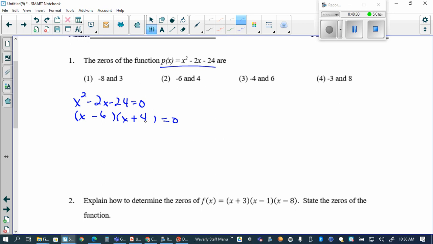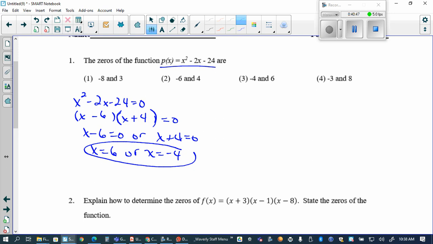So now what do we do? That's parentheses. What do we do now? Set them each equal to 0, each factor equal to 0, separated with the word or. And you get x equals 6 or x equals negative 4. Choice 3.